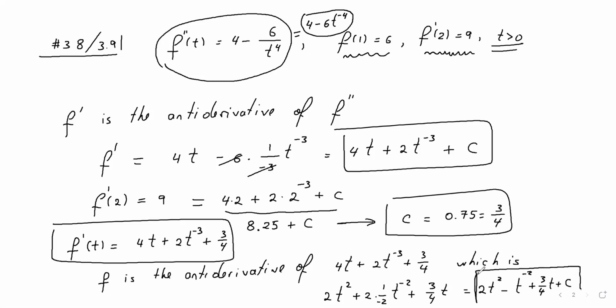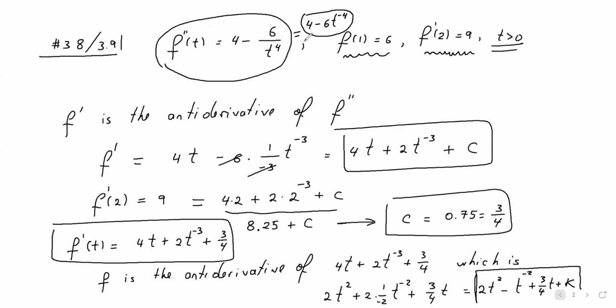Now, folks, this constant c is, well, you know what? I don't want to confuse you. So that's another constant. You know, it doesn't have to be called c. So let's put another name of a constant. Let's say a constant k. There we go. That's a different constant. So this constant k, I'm going to write on the next page. So f of t is 2t squared minus t to the negative 2 plus 3/4 t plus a constant k.